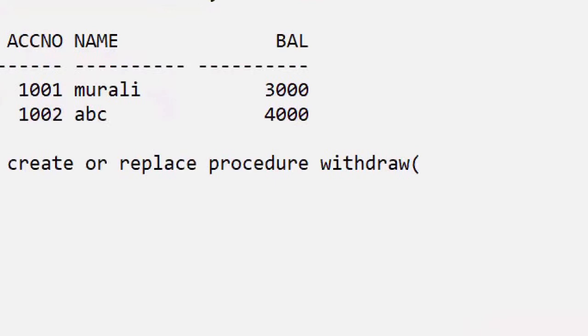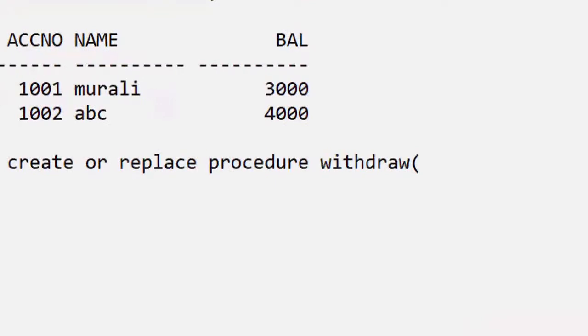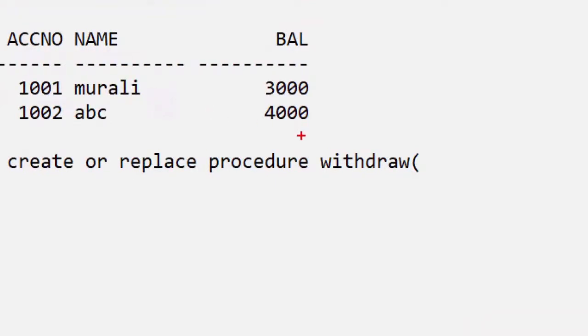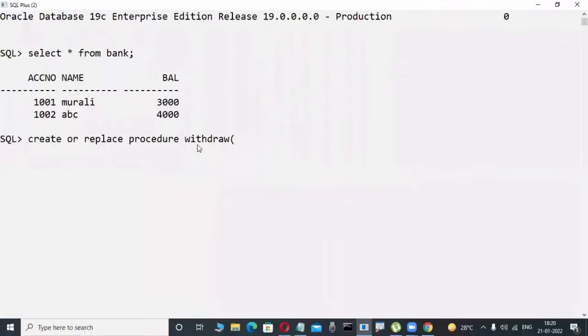In my project, I try to implement one small scenario, only withdraw. Actually, in big packages, withdraw, deposit, all these things are written in real time. But unfortunately, I'm giving only some small task in a procedure. Now here, create or replace procedure withdraw.